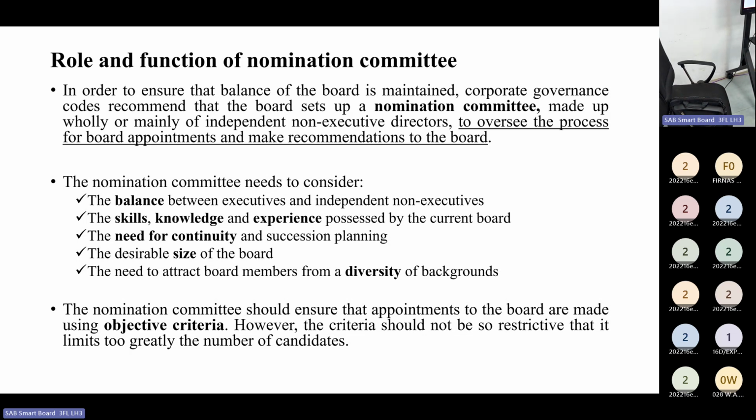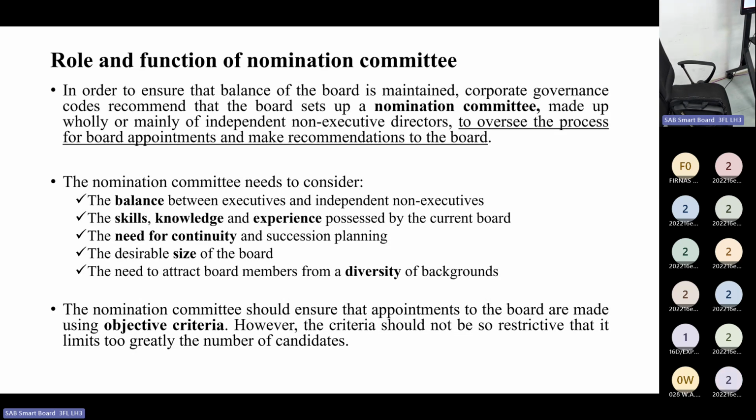It says that in order to ensure the balance of the board is maintained, corporate governance codes recommend that the board set up a nomination committee made up wholly or mainly of independent non-executive directors to oversee the process of board appointments and make recommendations to the board. So they are the people who nominate people to the board as board members.